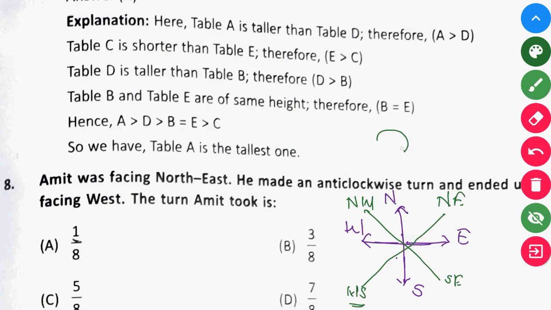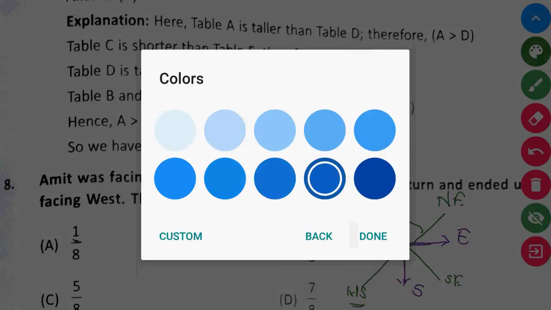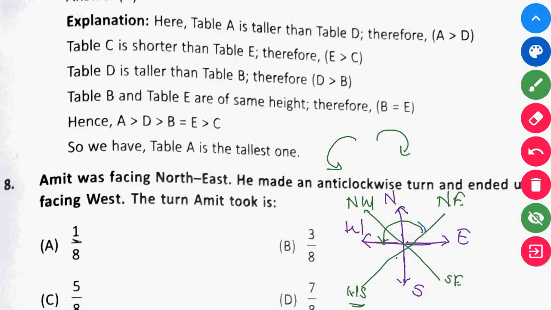Now you know which turn is clockwise, which turn is anti-clockwise. So if we move like this, it is clockwise. If we move like this, it is anti-clockwise. So he is taking an anti-clockwise turn and he ends up facing west. So this much turn he is taking. So from northeast, anti-clockwise up to the west.